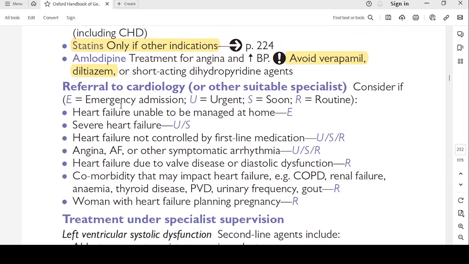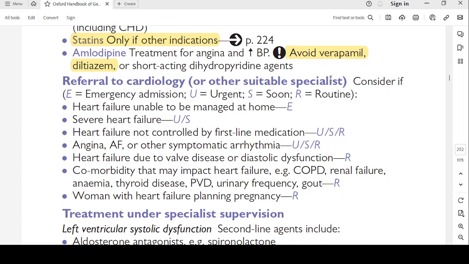Referral to cardiology or other suitable specialist. Consider if E is emergency, U is urgent, S is soon, R is routine. So if there is a heart failure unable to be managed at home, it's an emergency. Severe heart failure, it is urgent or soon. Heart failure not controlled by first line medication, urgent, soon or routine. Angina, atrial fibrillation or other symptomatic arrhythmia is there. Even if it's an arrhythmia, it is urgent, soon or routine, but never an emergency.